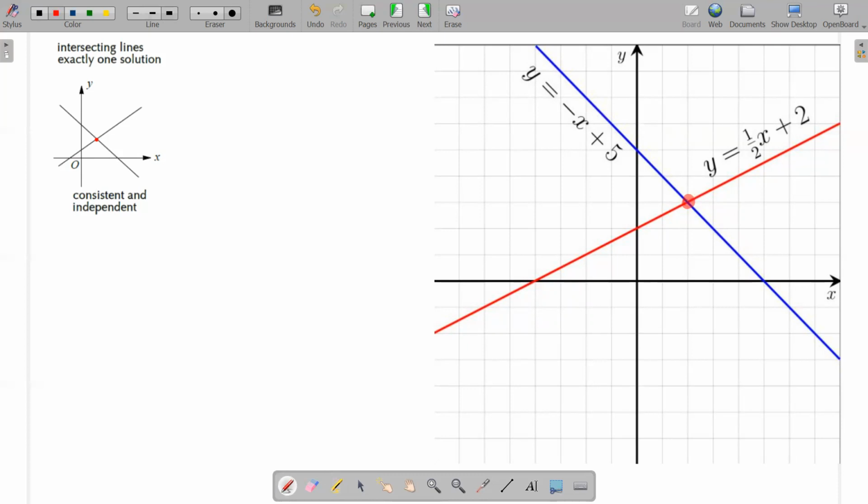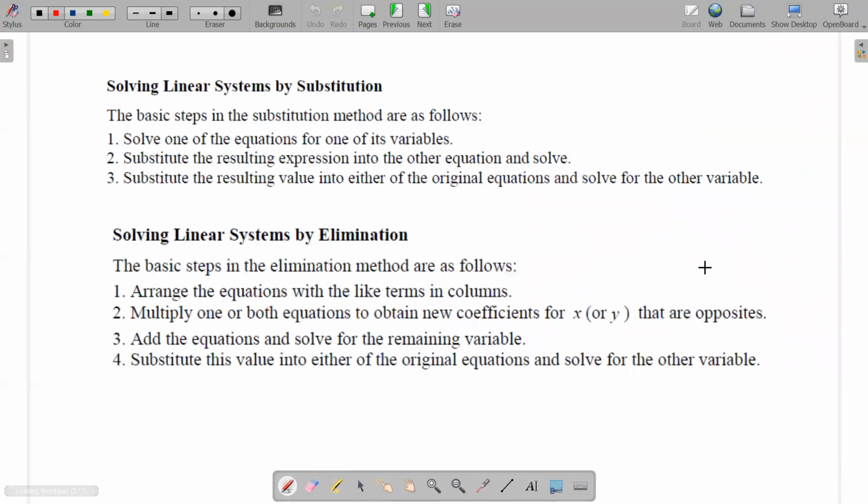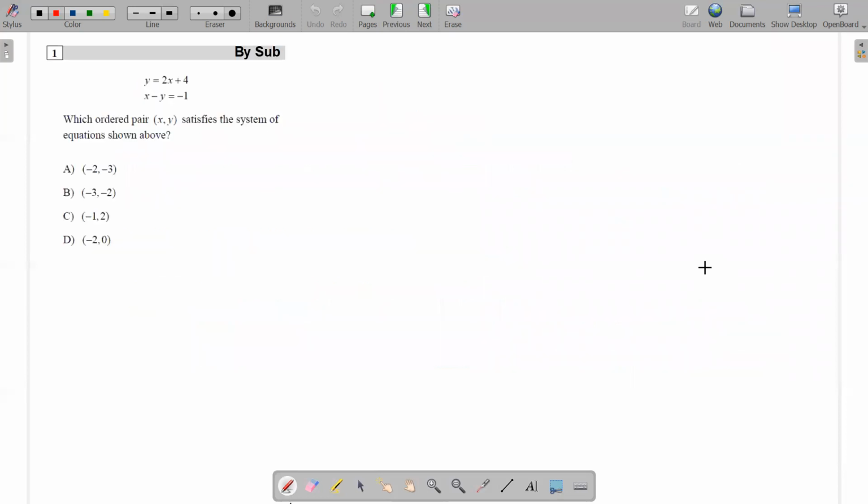They can ask you to find the ordered pair that satisfies the system. They can ask you to find the solution of the system, the coordinate, the intersecting point. They're always asking for the coordinate, x, y, of that point. How do we do that? Well, there are two main methods. One is called substitution, one is called elimination. Let's take a look at both of them, starting with substitution.